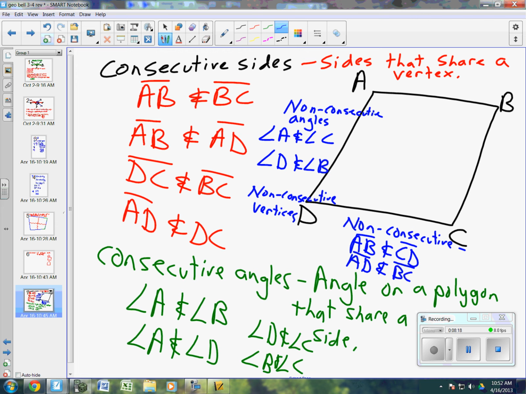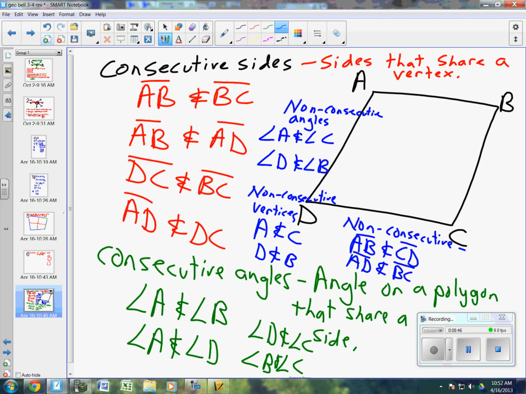So non-consecutive vertices. Name me two non-consecutive vertices, you guys. A and what? C and D and B. It's kind of like non-consecutive angles, right? But you're naming the point instead. This is non-consecutive vertices right here. A and C. Okay, so what's the difference between a vertex and an angle, you guys?